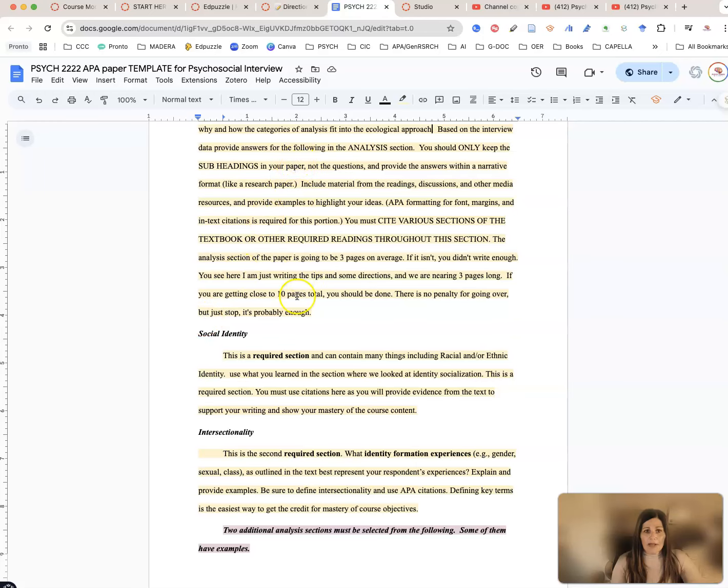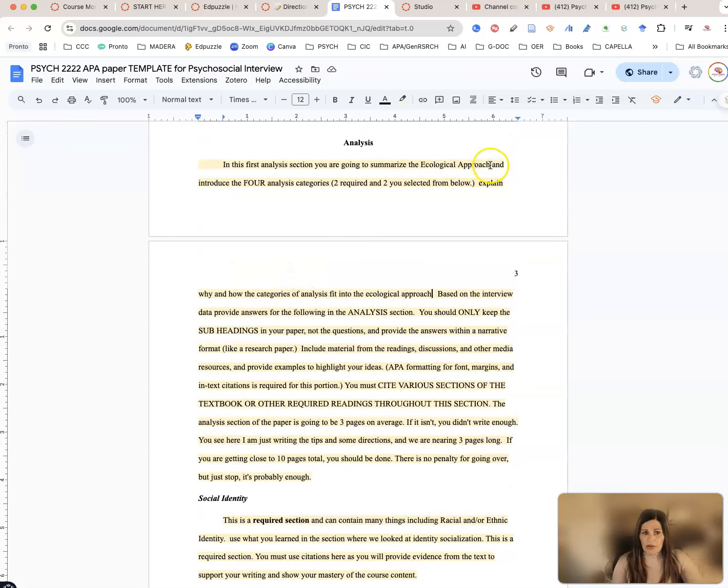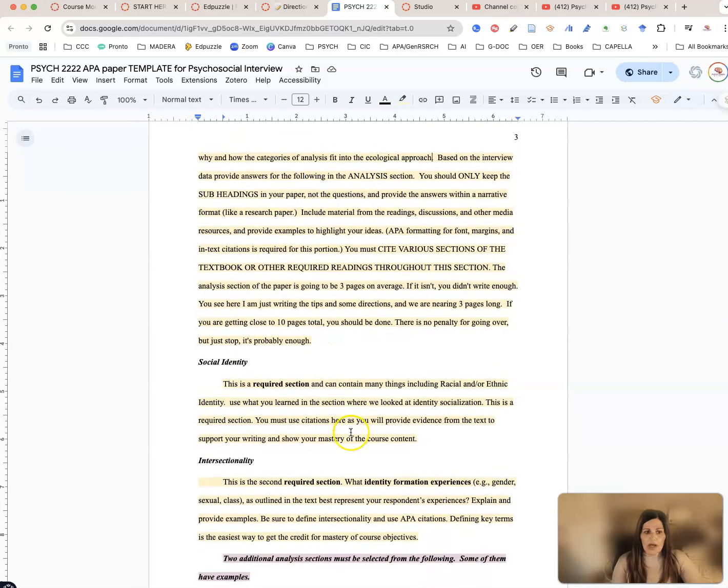All right. After the introduction, where you introduce the ecological approach and the 4 categories that you have in this analysis section, you then go to social identity because it's the first required section. This can include a lot of different things, right? And yes, you can, like I said, use what you've already written about social identity as part of this section. But remember, this is not about you. This is about the person you interviewed. You may be able to use the portion about you later on in the ethnicity comparison section. So not everything, we're recycling stuff here, right? It's all scaffolding for the paper. It's not like you're plagiarizing yourself.